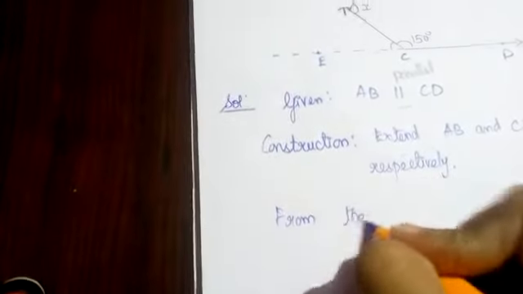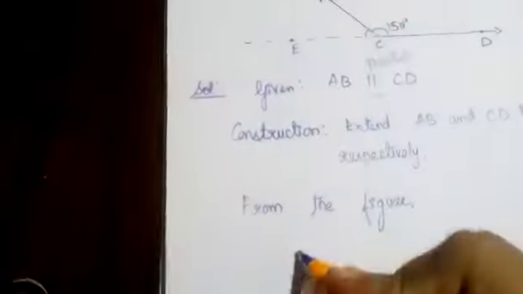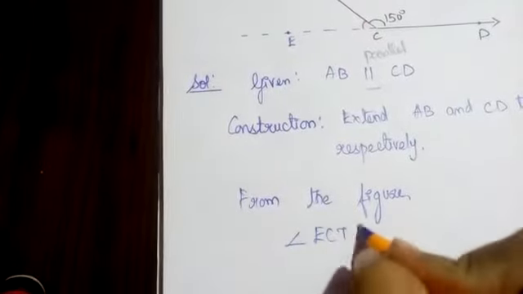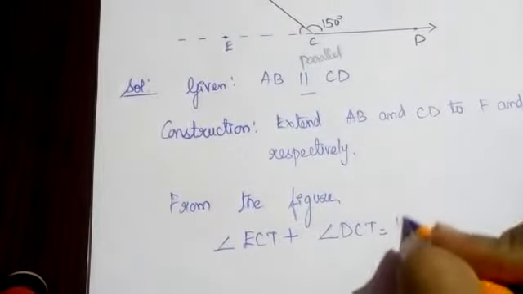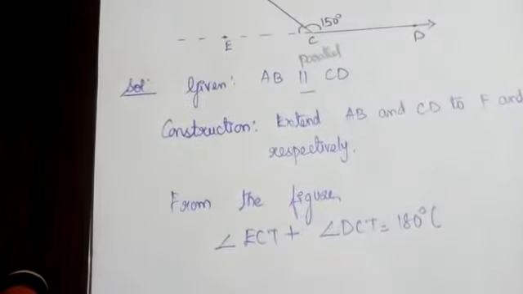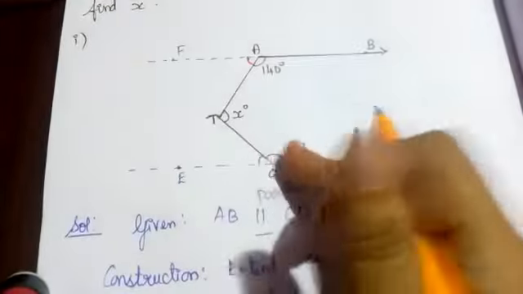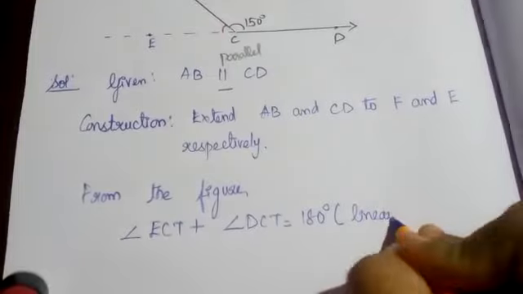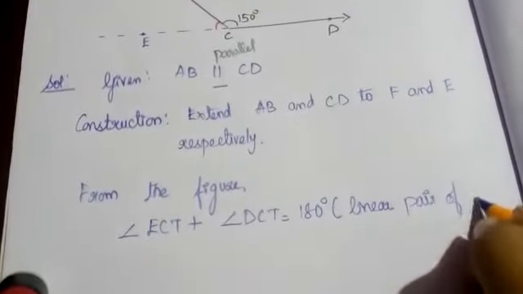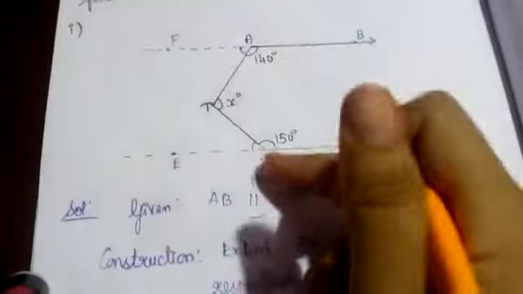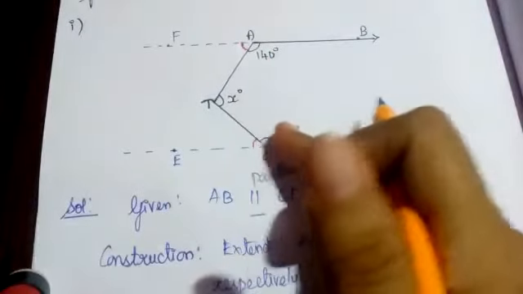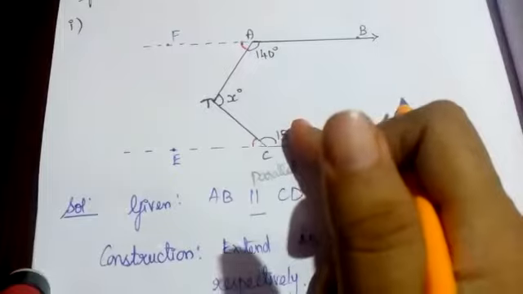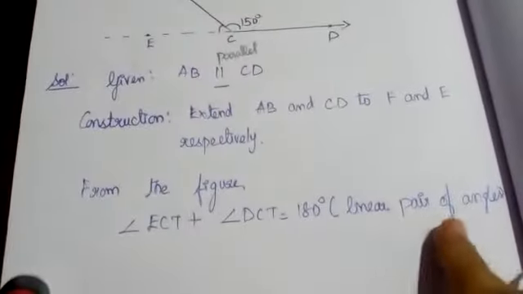Therefore, you can write it from the figure: angle ECT plus angle DCT is equal to 180 degree. You have to write the reason why it is equal to 180 degree, because they are linear pair of angles. When a ray stands on a straight line, the sum of the adjacent angles so formed is equal to 180 degree and those adjacent angles are called linear pair of angles.